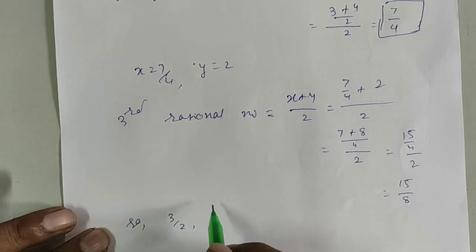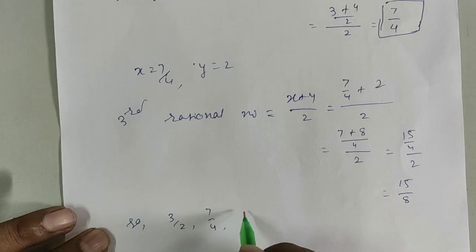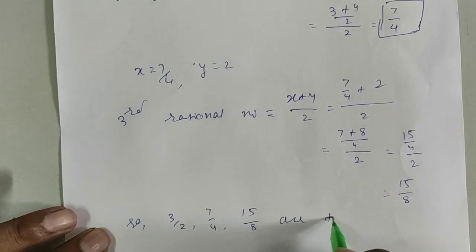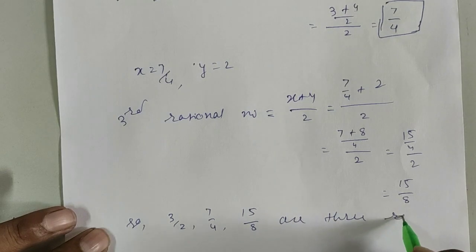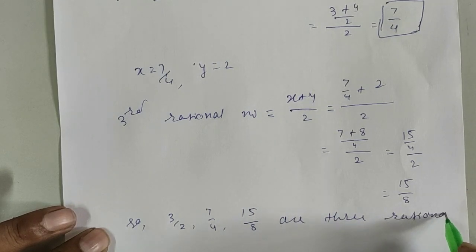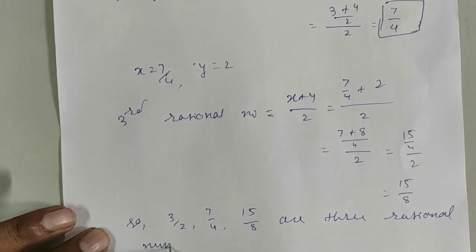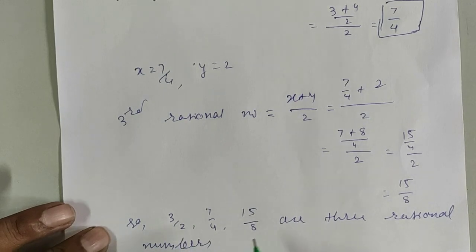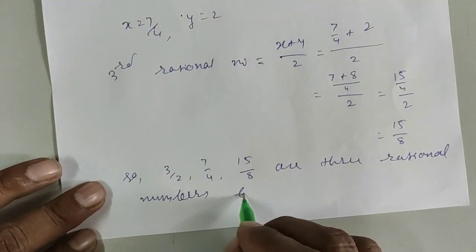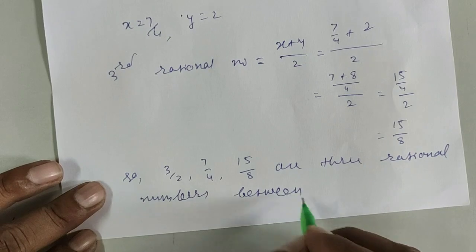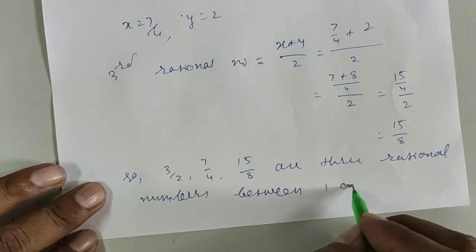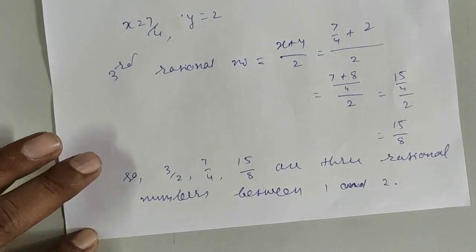So 3 upon 2, 7 upon 4, 15 upon 8 are 3 rational numbers between 1 and 2.